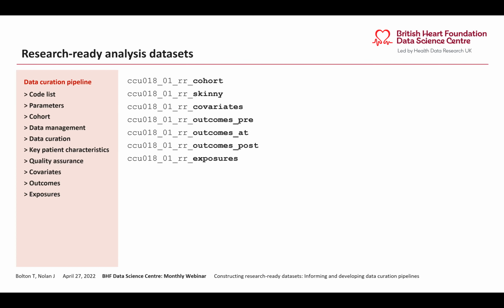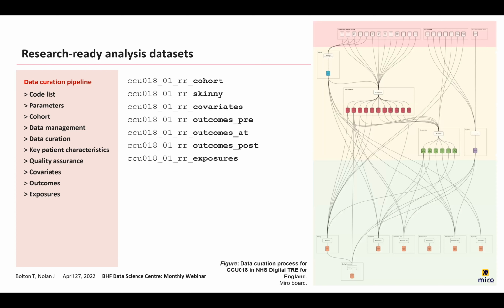So to summarize, the data curation pipeline results in 6 research-ready datasets that can be combined into a single table if desired. And following Ashley and Hoda's great work to visualize the layered data curation process in SAIL, we've started to develop a mirror board for the data curation process in NHS Digital, and I found it to be a useful tool to visualize the flow of data and the data dependencies. I'll now hand back to John to run through the data curation pipeline in SAIL and comparing the outputs from the 2 TREs. Thank you.